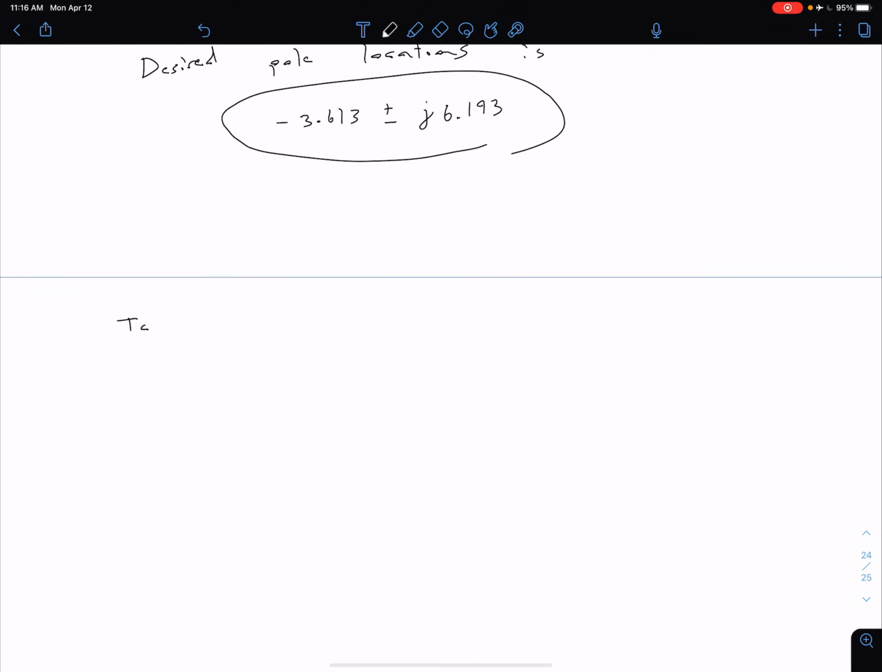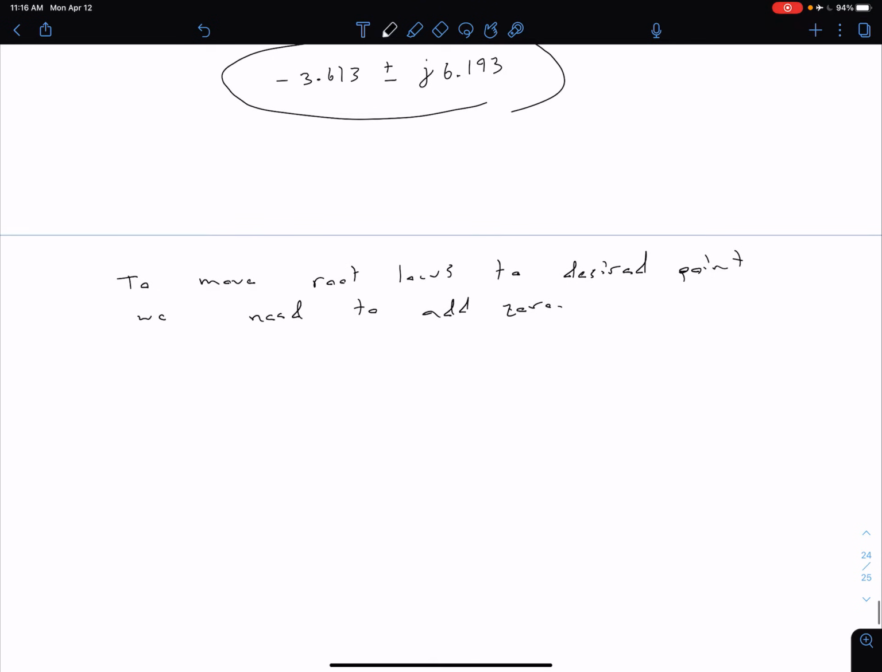So let's just say to move our root locus to the desired point, we need to add a 0. However, in the previous video, we sort of glossed over where we place that 0. It turns out that we have to have our 0 in a location such that our basic criteria for the root locus is still satisfied.